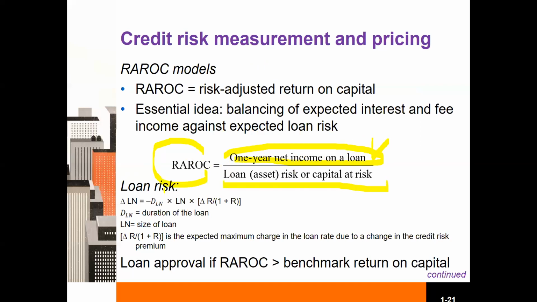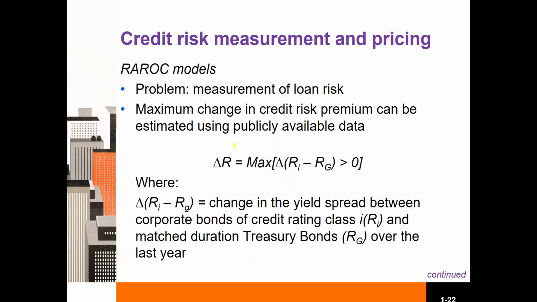Once we calculate this RAROC, a loan is approved if RAROC is sufficiently high relative to the benchmark return on capital, ROE, for the financial institution, where ROE measures the return shareholders require on their equity investment in the financial institution. The numerator, which is the one year net income on a loan, is essentially the spread of the interest plus fees multiplied by the dollar value of the loan outstanding.